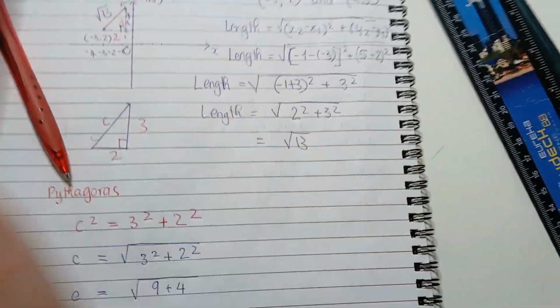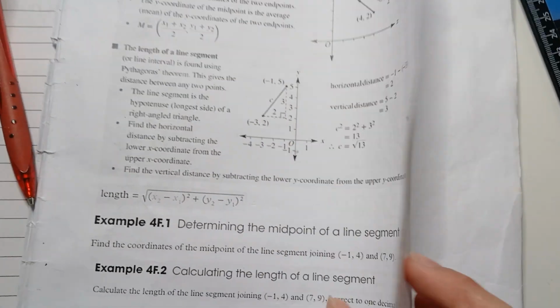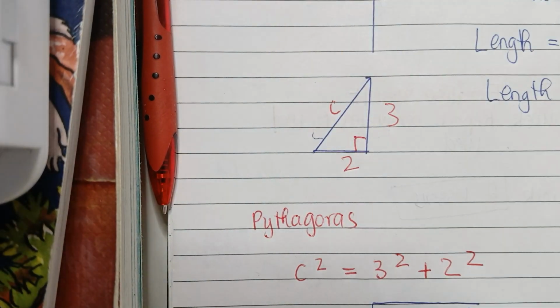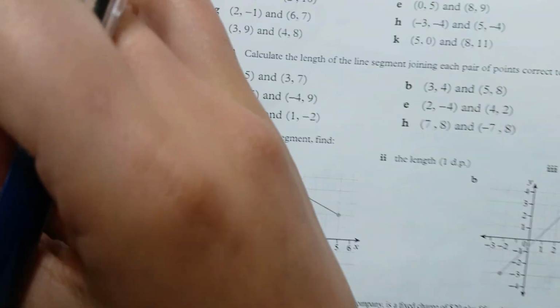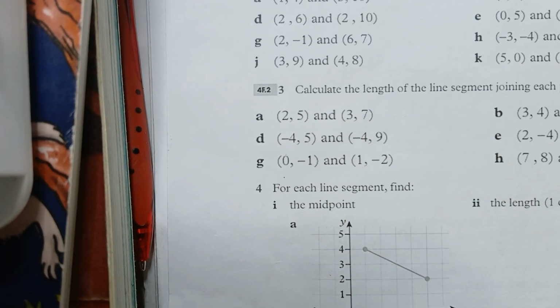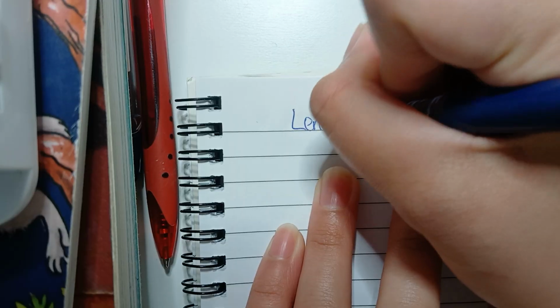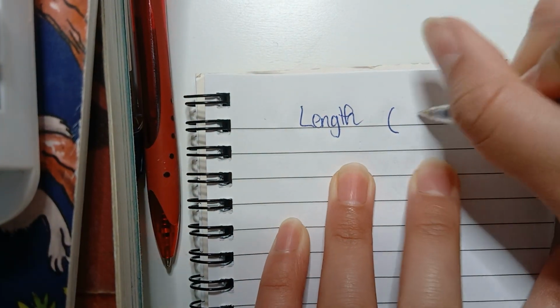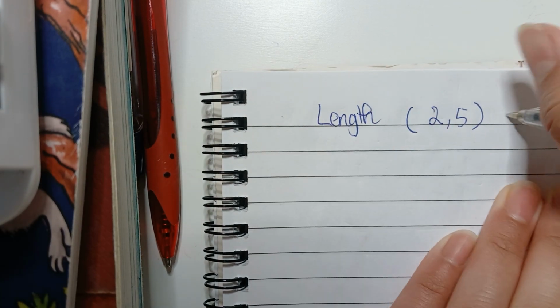Okay, all right, let me go through one example with you. Sorry, I need to turn the page. Okay, right, let's go with this one. Calculate the length of a line segment joining each pair of the points here. Let's pick question A. How do you find the length of the line joining these 2 points?